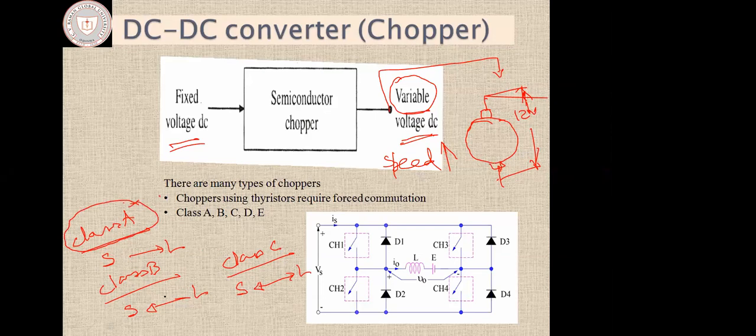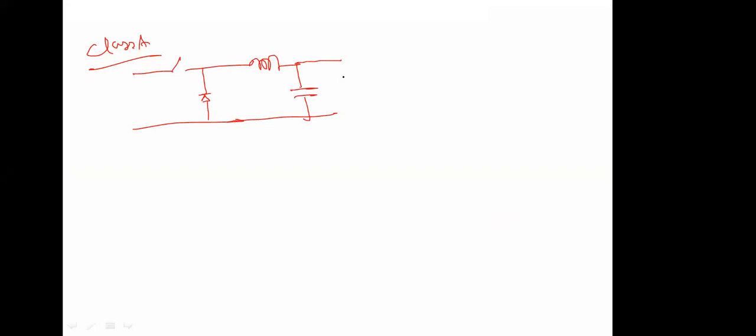Class B, it will go from the, I want to draw it. See, what is class A chopper? A simple buck converter is a class A chopper. So it would be something like this, right? So this would be the V in, the power flow would be from power source to the load side. So this is the load.